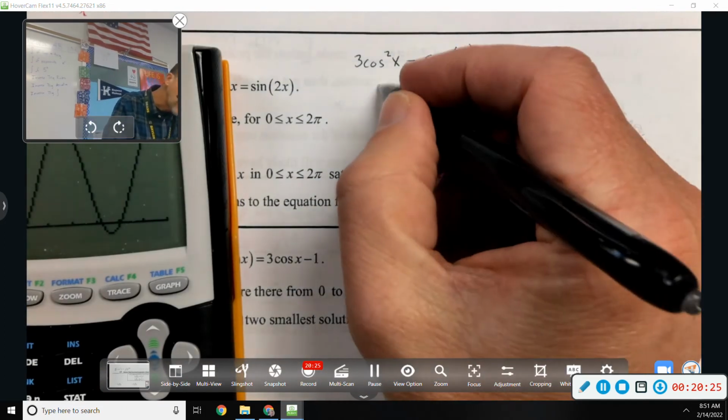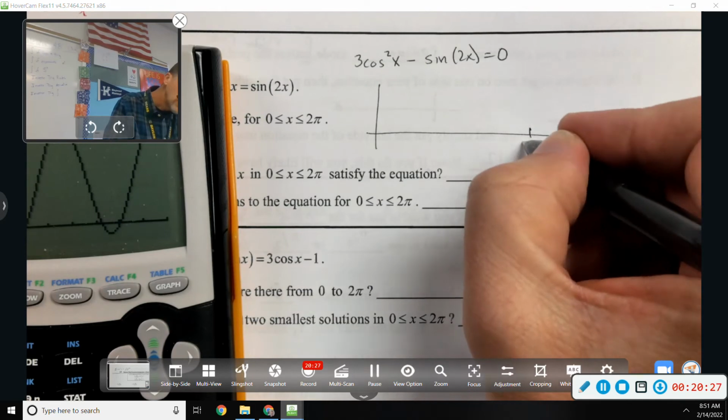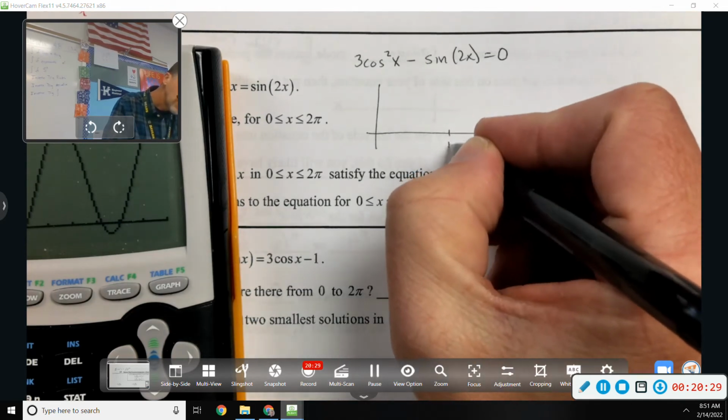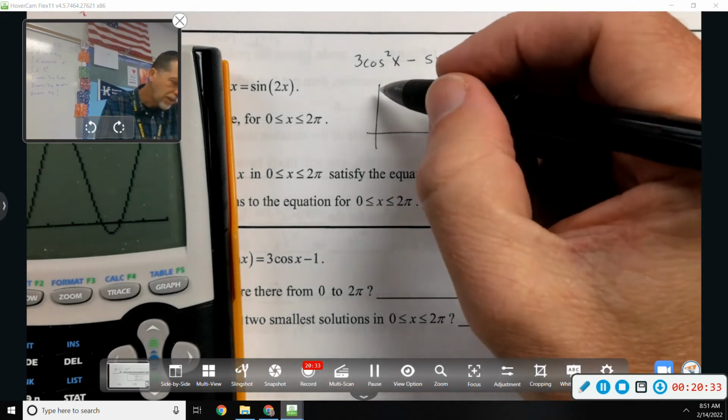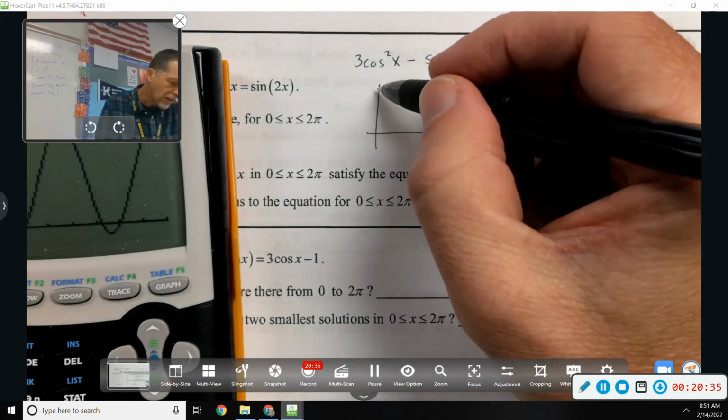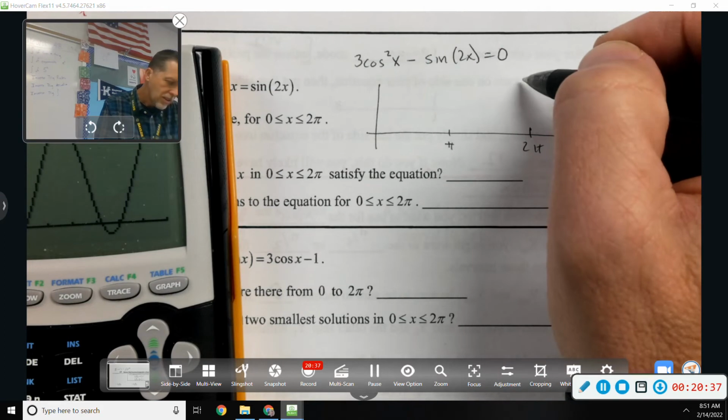All right, sketch the graph from 0 to 2 pi. Now it just says sketch, so I don't need to be perfect here. Let's see.